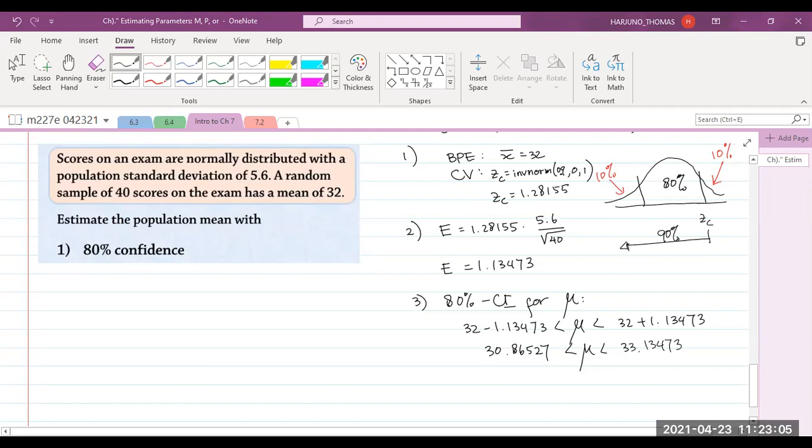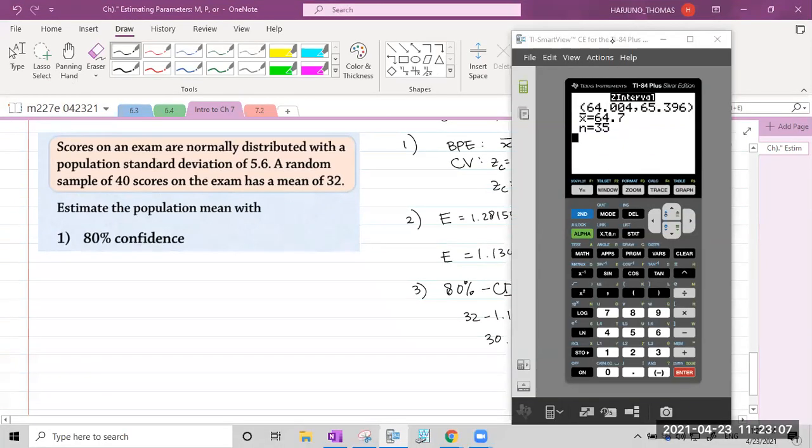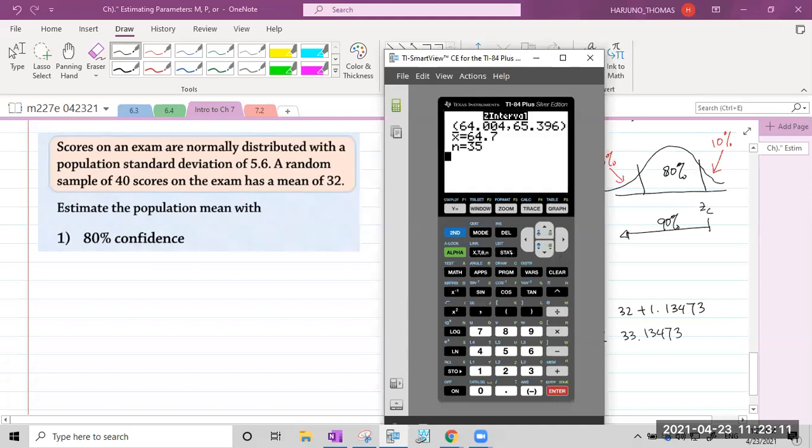Just to confirm that we don't make any mistake. Okay, I use this one here. Stats, test, C interval. And you don't need to show your calculated result on your test later on. Just for you to confirm. But I teach you calculator just like what I said in the past. I teach you how to use calculator.